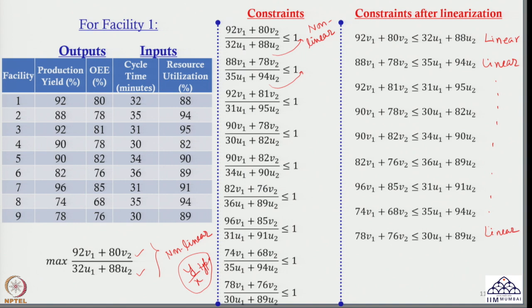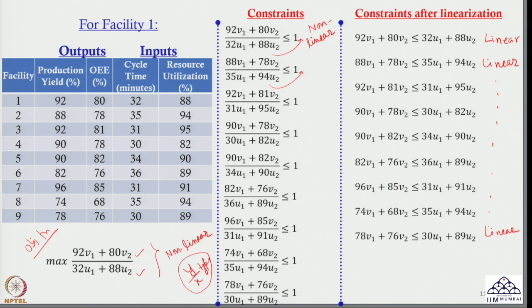Now if we look into the objective function, it is still nonlinear. It has a y by x type of expression. The weighted sum of output has decision variables v1 and v2. The weighted sum of input, which is at the denominator, also has decision variables u1 and u2. Therefore, this is nonlinear. Now, can I convert this term into linear?